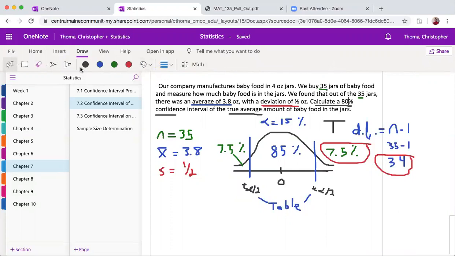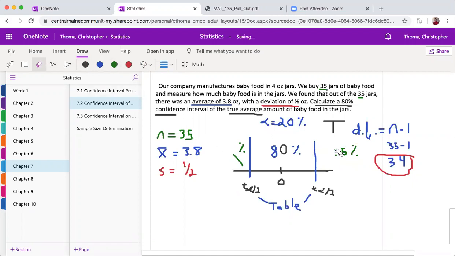So back to my draw. Let me clean up my table. 80%, which means my alpha is 20%, which means each tail is 10%. Oh, I keep erasing my thing. Let's erase him. So I have 10% and I have a 10%. Now I have numbers that are in the table.